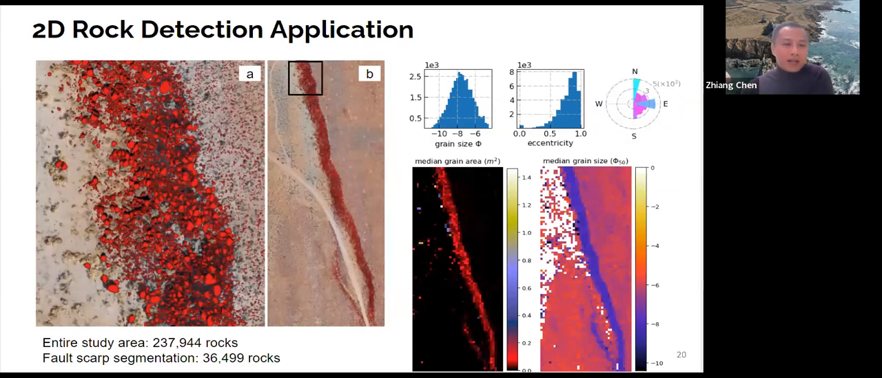We apply these 2D rock detection algorithms to a study area in the volcanic tablelands near Eastern California. On this 500 meters by 200 meters study area, there are more than 200,000 rocks. On the fault scarp segmentation, we detected more than 30,000 rocks. We get the rock size, grain size distribution, eccentricity distribution, and rock orientation distribution. Those heat maps show the rock distribution on the fault scarp and its surrounding flats. It's probably obvious that there are more large boulders on the fault scarp area, but this is the first research that really quantifies the rock size distributions on the fault scarp and its surrounding flats.